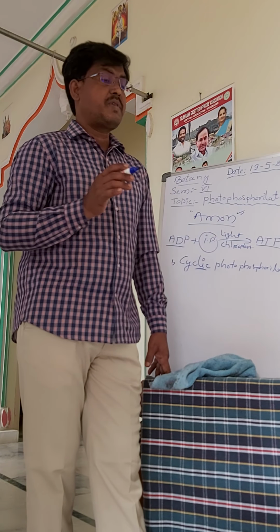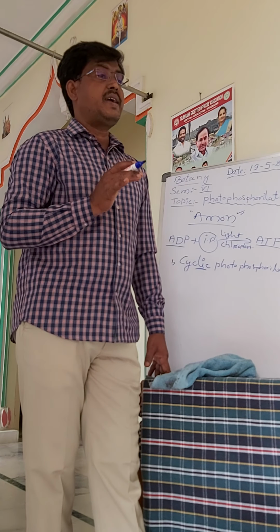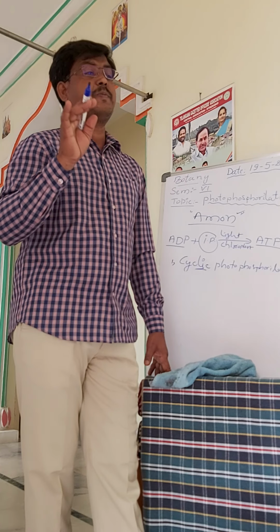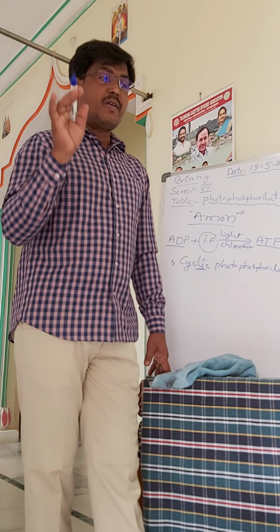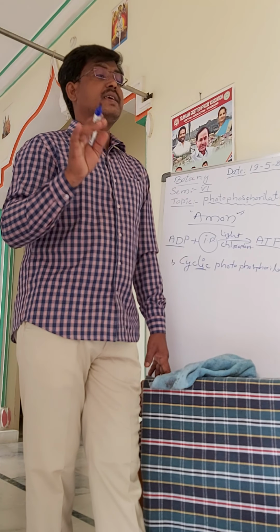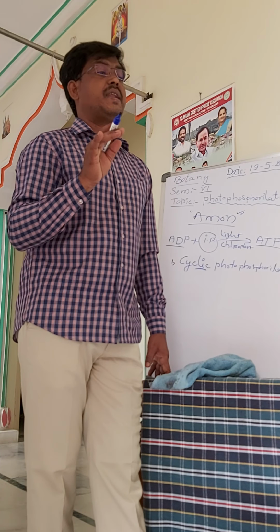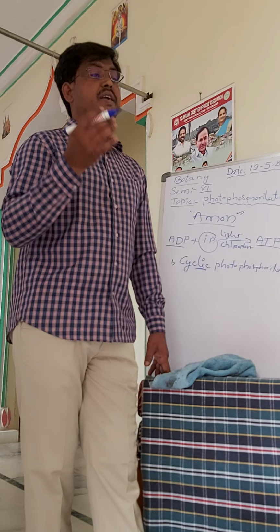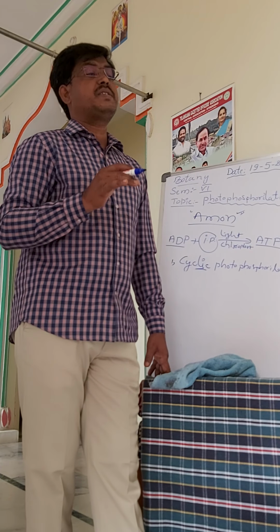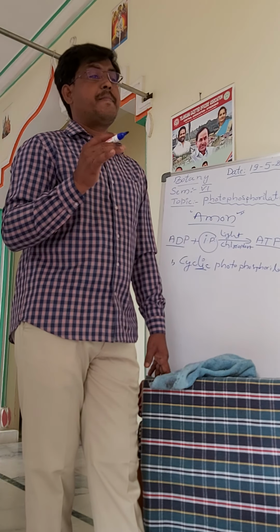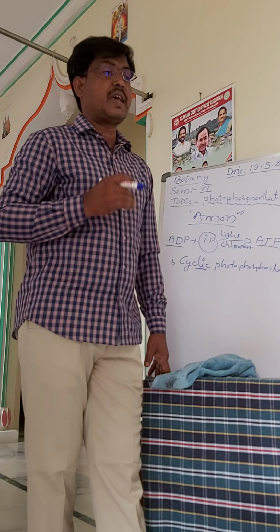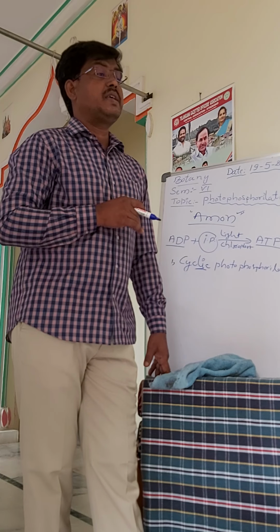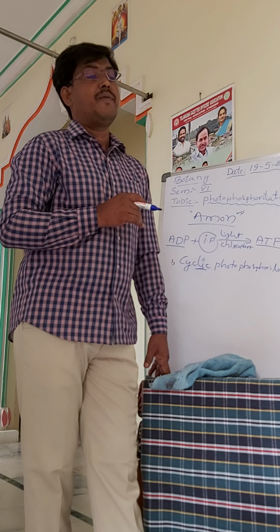In the presence of light, the electrons of photosystem 1 in the chloroplast pass through a chain of electron carriers. They lose some energy and return to the same pigment system. So it is called cyclic photophosphorylation.